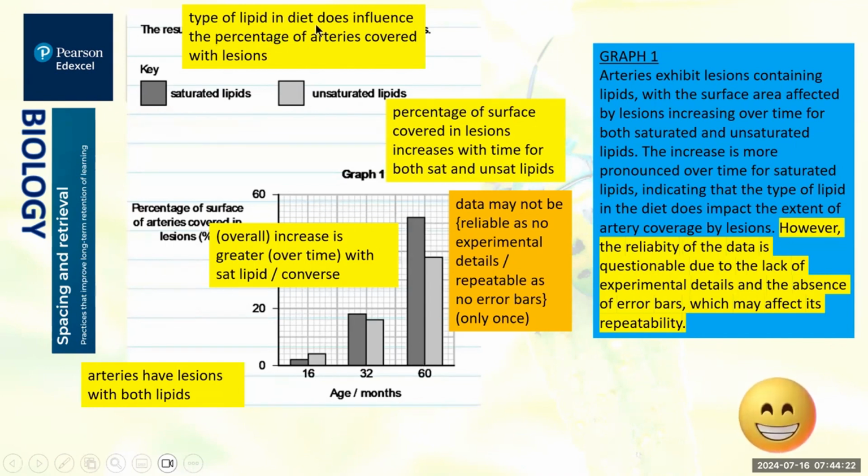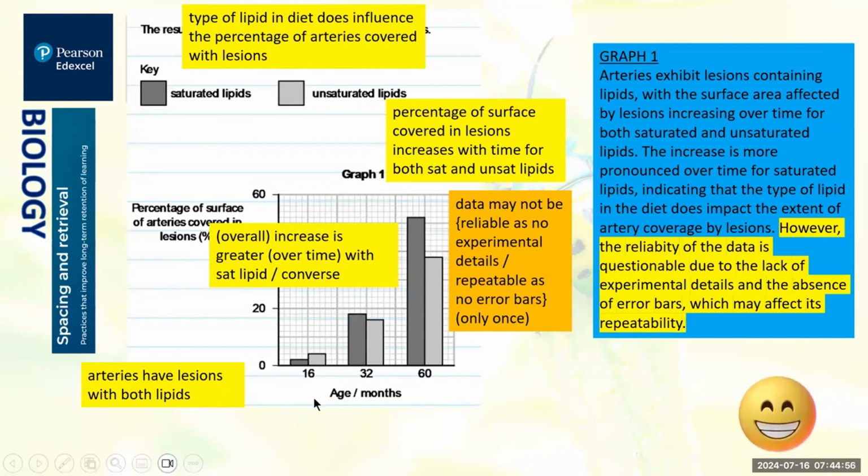Next one, type of lipid in diet does influence the percentage of arteries covered with lesions. So types of lipid, either saturated or unsaturated, have an impact on the result. The percentage surface covered in lesions increases with time for both saturated and unsaturated lipid. This is similar to this one and this one, but we also mention that with time it is also increased. If you take group 16, arteries have lesions with both lipids.